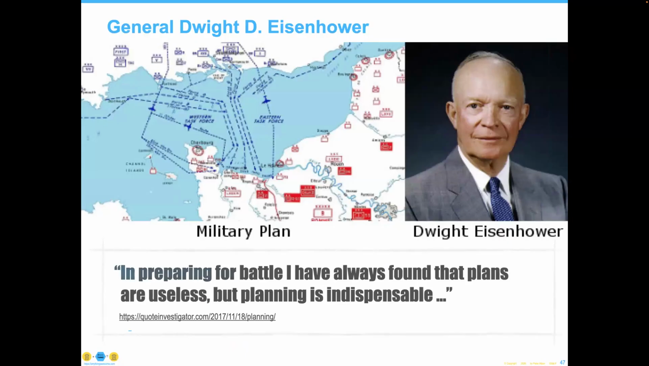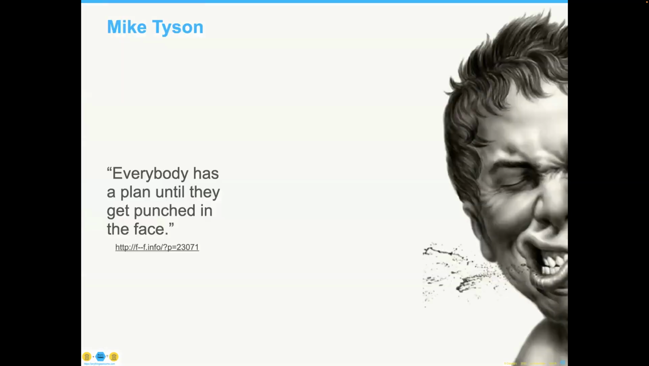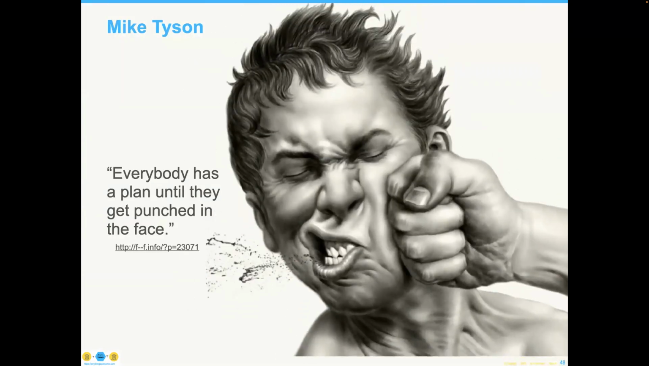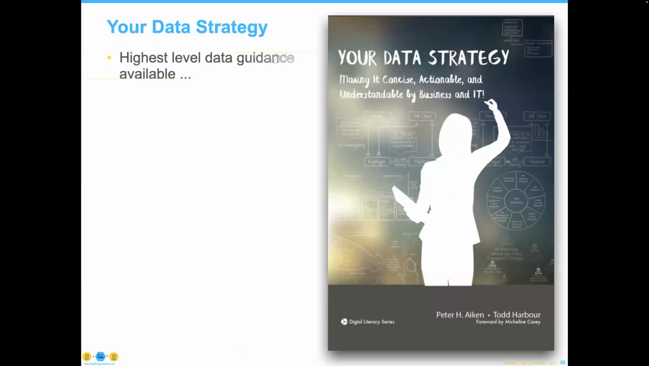My favorite quote on strategy comes from our former president, Dwight Eisenhower, where he said, "In preparing for battle, I've always found that plans are useless, but planning is indispensable." Some people like Mike Tyson's version of it, a little bit perhaps punchier, excuse the pun. Everybody has a plan until they get punched in the face. So let's look at what's going on here.